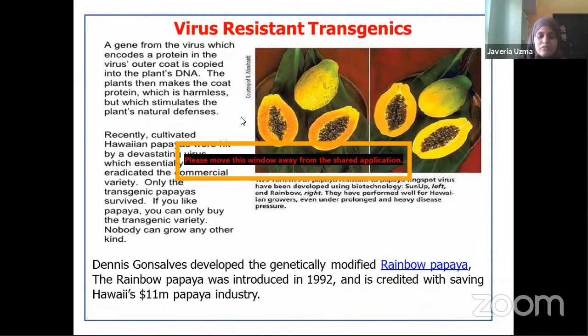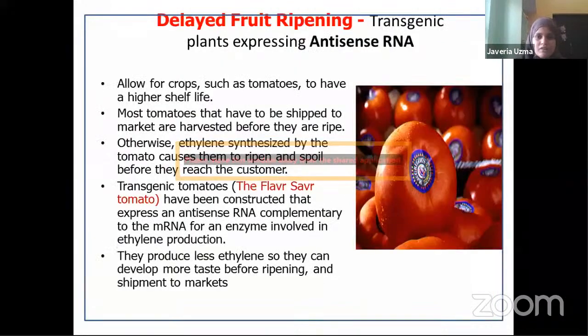This is one of the important traits of transgenics, important applications of transgenic, that is virus resistance. So we have discussed herbicide resistant, insect resistant, and virus resistant. Then the third one, another application of transgenic technology, is improving shelf life. Shelf life of fruits and vegetables can be improved using transgenic technology.